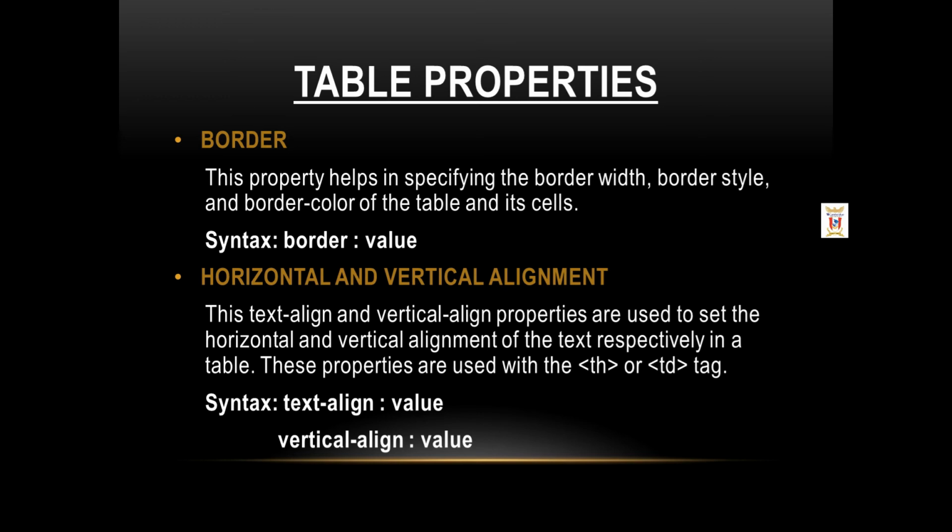So in this video, we will be covering only two properties. First is border and second is horizontal and vertical alignment. The border property helps in specifying the border width, border style, border color of the table and its cells. The syntax is border, colon, then value. The second property is horizontal and vertical alignment. So the text alignment and the vertical align property are used to set the horizontal and vertical alignment of the text respectively. The border property is applied on table, TH and TD, whereas horizontal property is applied on TH and TD only. So let's modify our previous program.